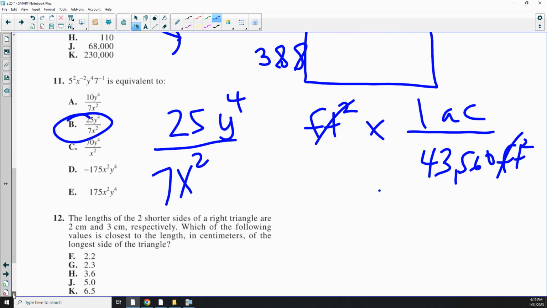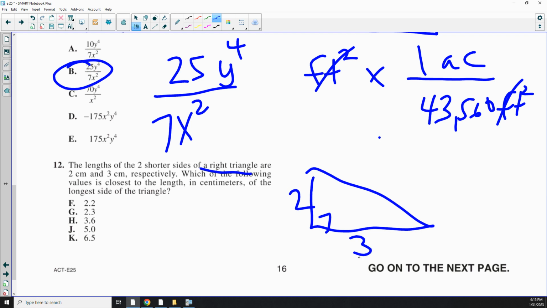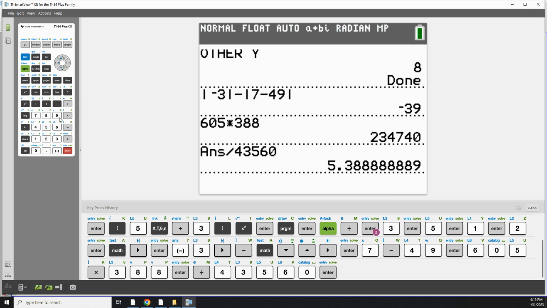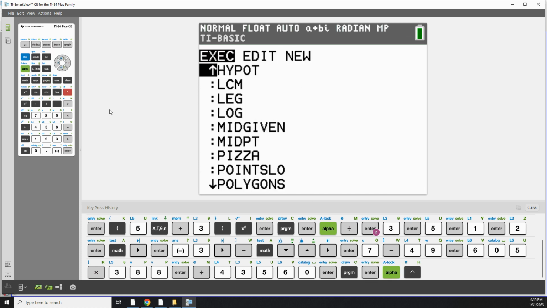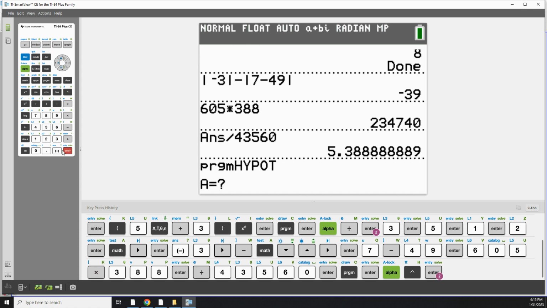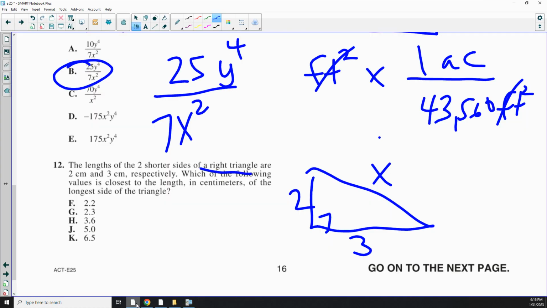The two shorter sides of a right triangle, so this is going to be a hypotenuse, are 2 and 3. The longest side is the hypotenuse, so easiest just to use Pythagorean theorem. And if you're lazy like me, you use the hypot program. There's my 2, there's my 3, and the answer is the square root of 13 or 3.6, and they definitely are asking for the 3.6.